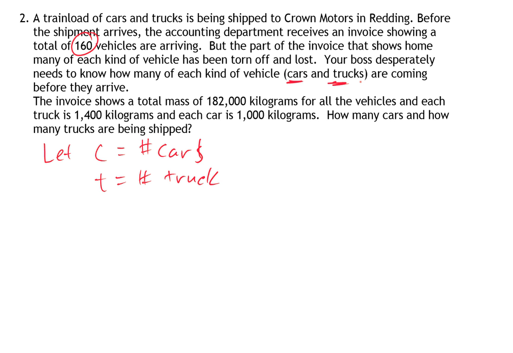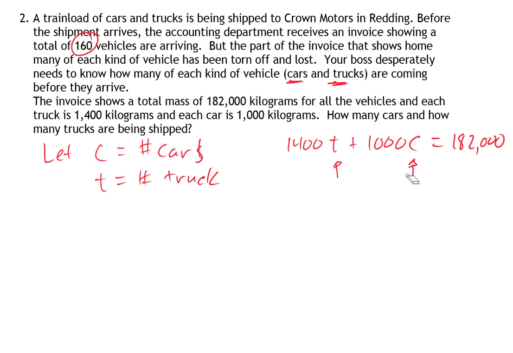Can you tell me one of the equations you wrote down? I wrote 1400 T plus 1000 C. And what does that equal? 182,000. So every single truck weighs 1,400 kilograms, every single car weighs 1,000. So I have 1,400 T plus 1,000 C equals 182,000.